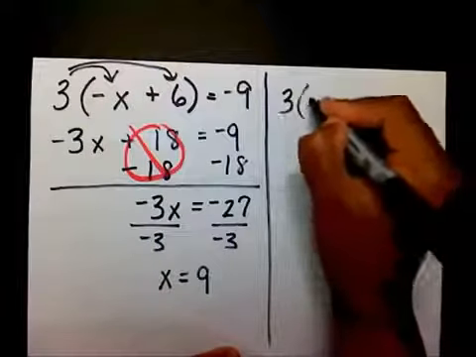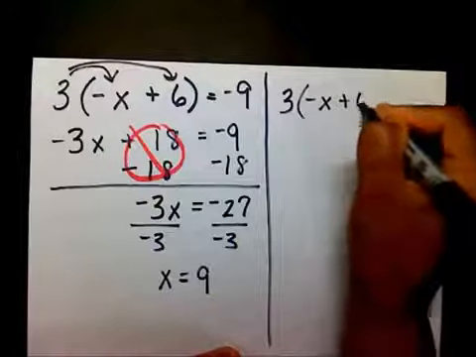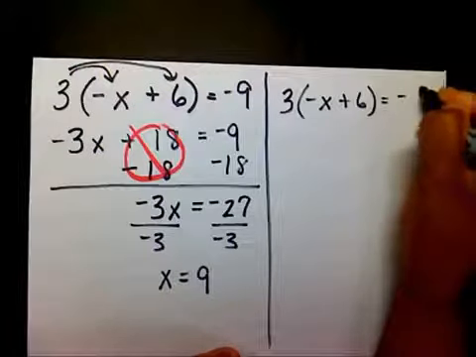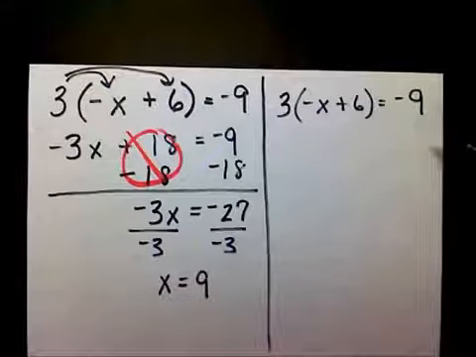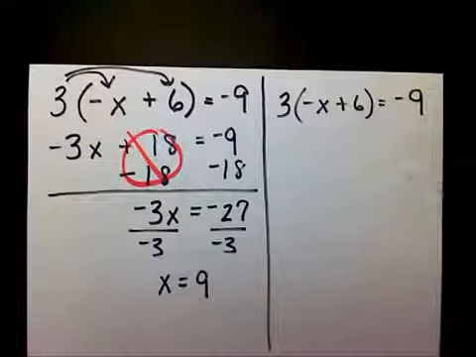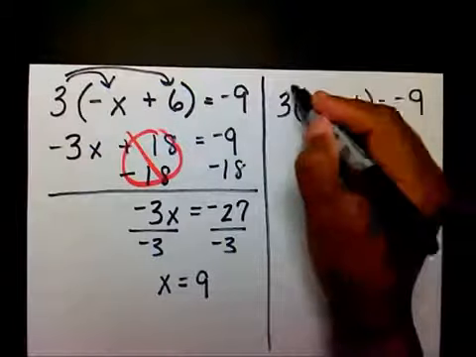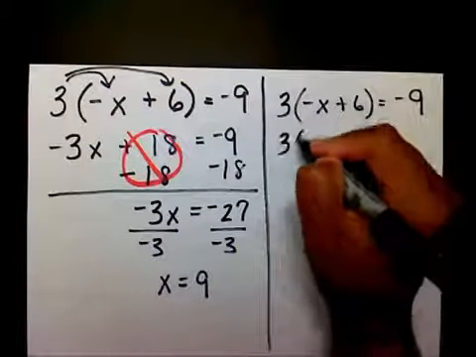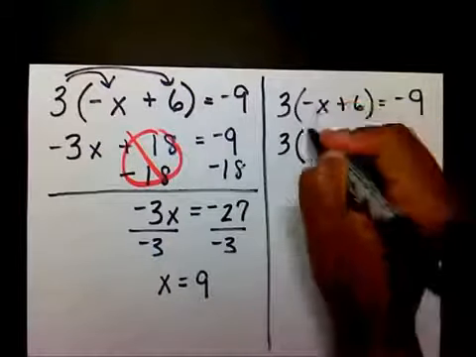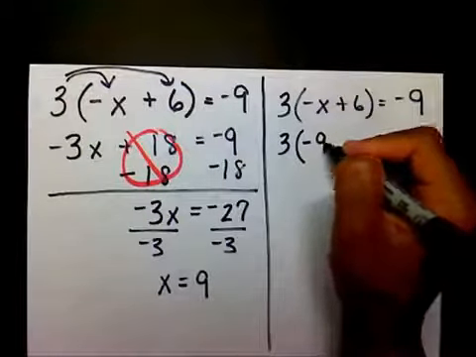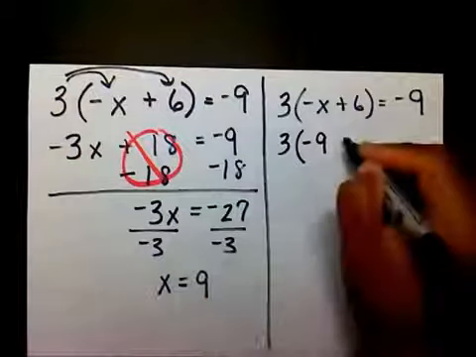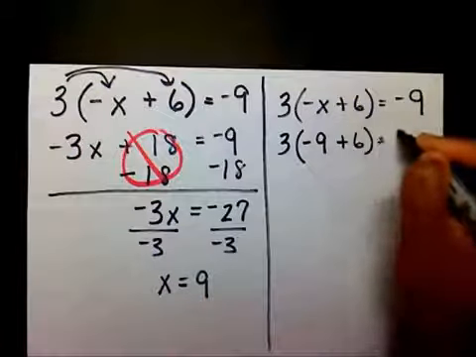And let's check it. Before I check this, I would recommend you pause the video and try to check for yourself. So we want to substitute 9 in for my x. So I'm going to bring down my negative. Since x is 9, I'm going to put 9 here. We don't know yet, but we need to check. Plus 6 equals negative 9.